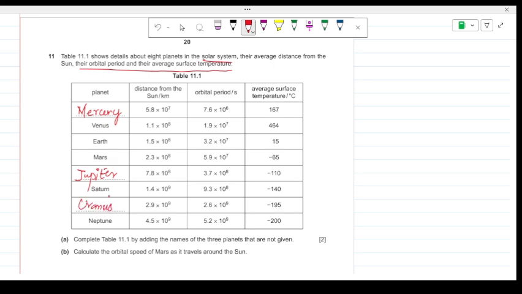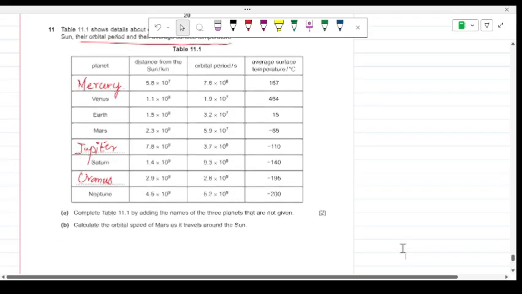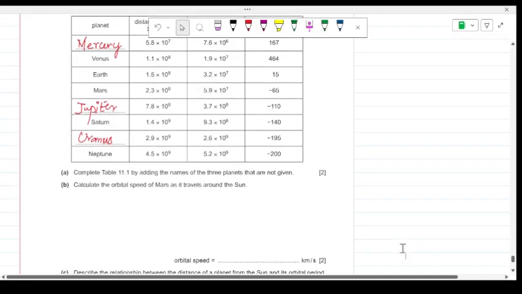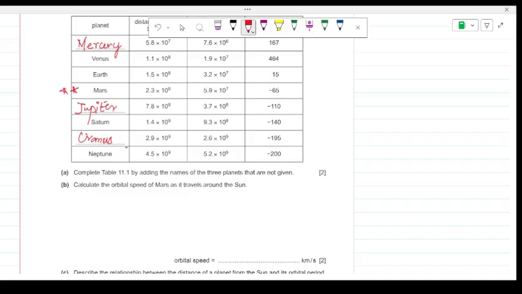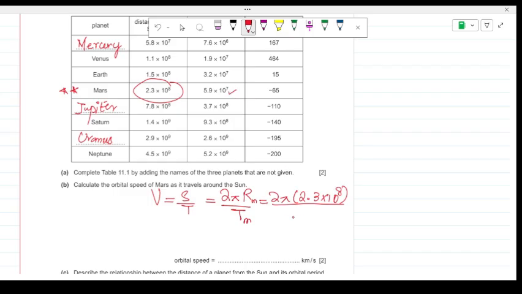We can memorize these numbers. Calculate the orbital speed of Mars as it travels around the sun. Speed is distance over time period, and for a circular orbit the distance is 2 pi r, so speed equals 2 pi r divided by T. We just add the values: r is the orbital radius of Mars, 2.3 × 10^8 meters, divided by the time period, 5.9 × 10^7 seconds. When you do the math, you get 24 kilometers per second.